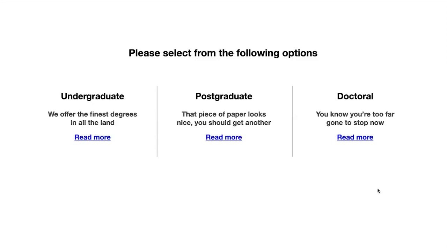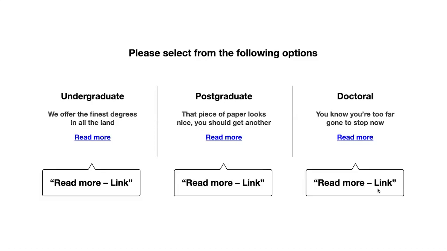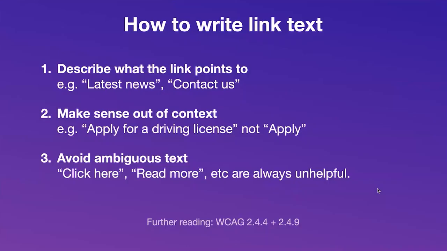So when you give them something like, please select from the following options, read more, all they're really going to hear is read more link, and read more link. It doesn't help them actually make a decision or know where they're going. This is really, really common. And the way you actually want to write link text is you want to make it just describe what the link points to. So something like latest news or contact us. You want to make sure it makes sense out of context. So you want things like apply for a driving license, not just apply.